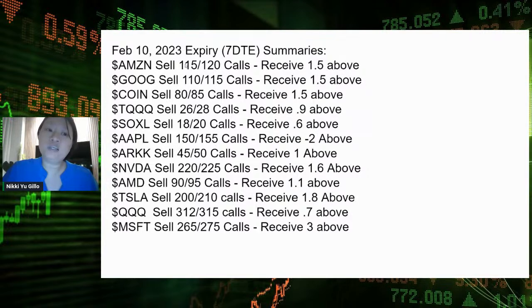The beautiful thing here is basically you stand to lose when Amazon goes above 115, but your max loss is limited to 120 minus 115, which is $5. Receiving 150, the max loss is 350.